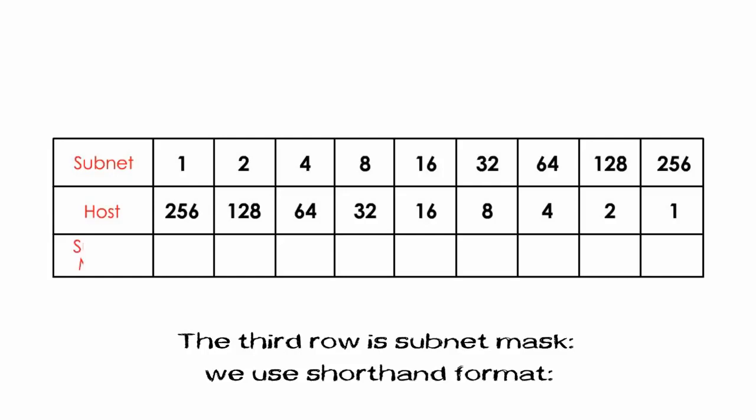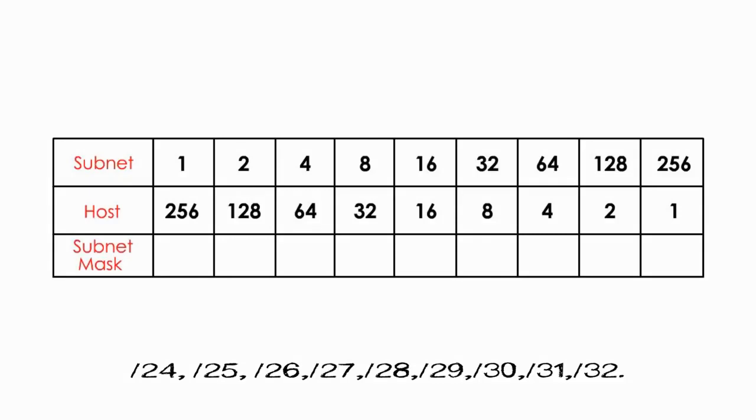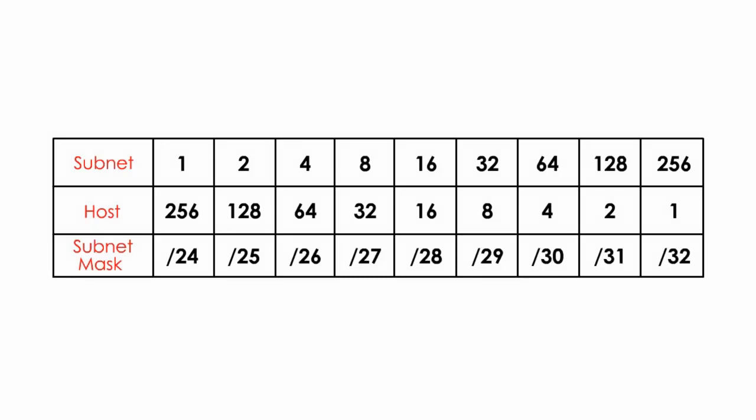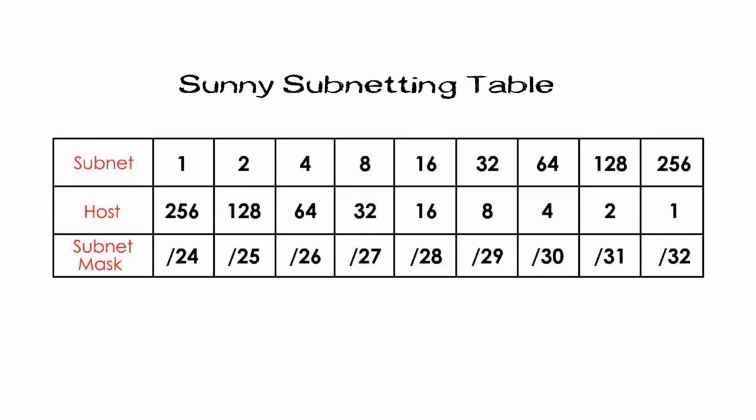The third row is a subnet mask. We use shorthand format, starting with 24, 25, 26, 27, 28, 29, 30, 31, 32. Well, we are done. I call this table Sunny Subnetting Table, or simply Sunny Table, because it's a simple, sunny, but powerful table for subnetting and subnetting a subnet. Now we use the Sunny table to solve the subnetting example mentioned above.